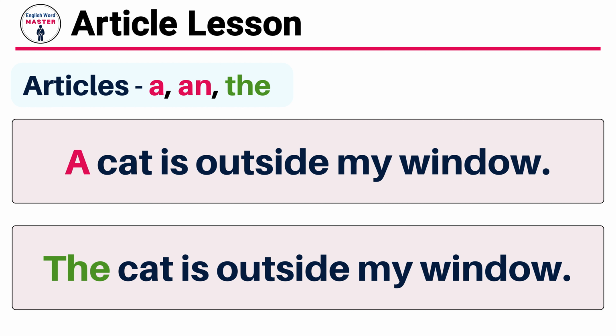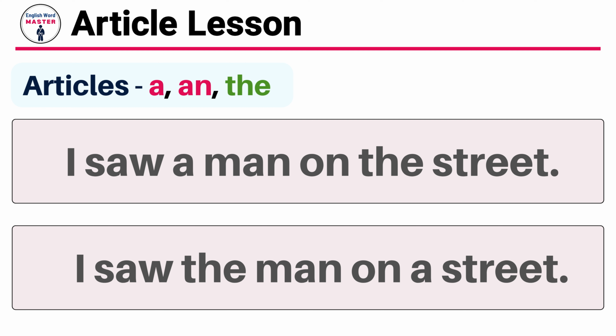The context provides clues as to whether a noun is specific or general and which article should be used. Let's look at two more sentences to show the difference between the articles. "I saw a man on the street." This sentence means that the speaker saw a man they don't know or recognize. It's not a specific man, but we do know the street, and it is a known street.